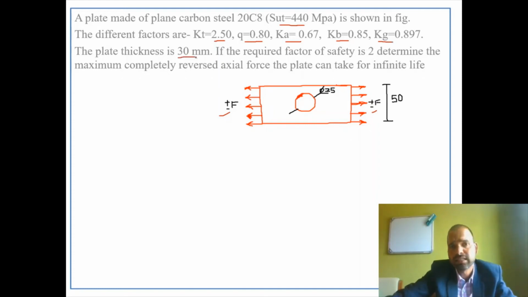The plate thickness is 30 mm. That means if you draw a 3D diagram, then this thickness is equal to 30 mm.